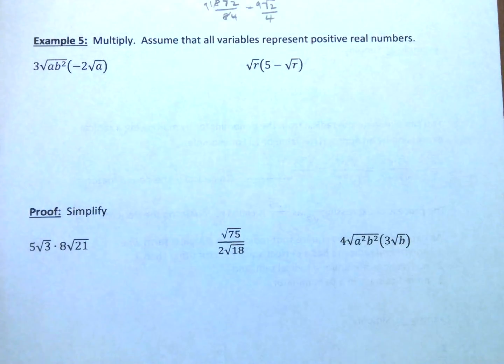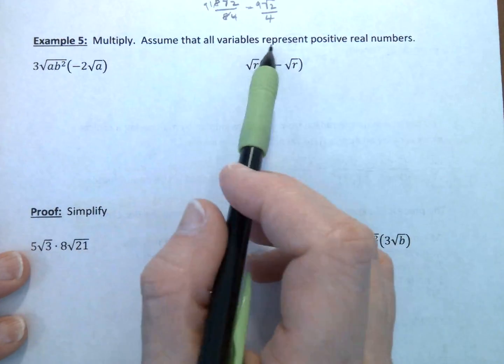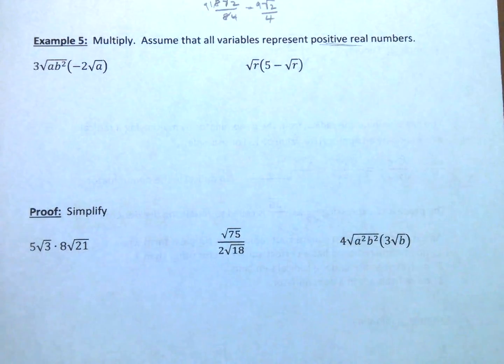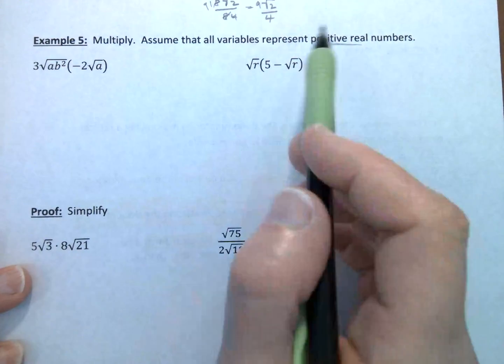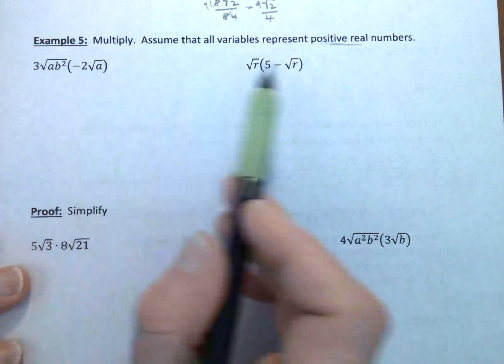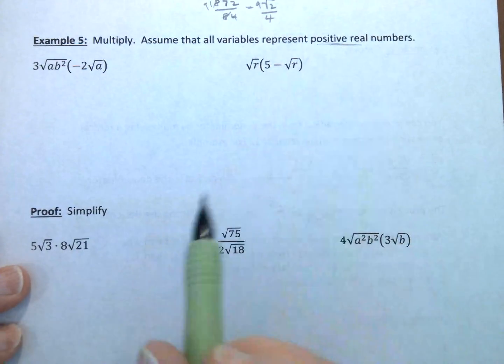All right, so now we've got things that are a little bit more involved, and we're going to multiply these through. And it says, assume that all variables represent positive real numbers. If we couldn't assume that, then that would change how we represent things. But we're going to just assume that all our variables represent positive numbers.